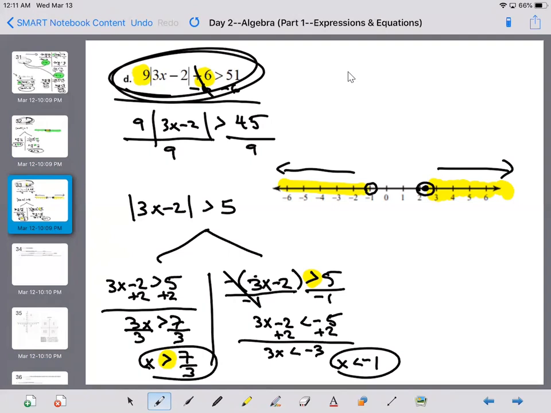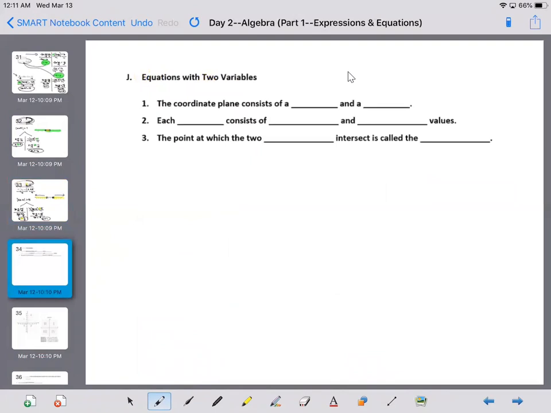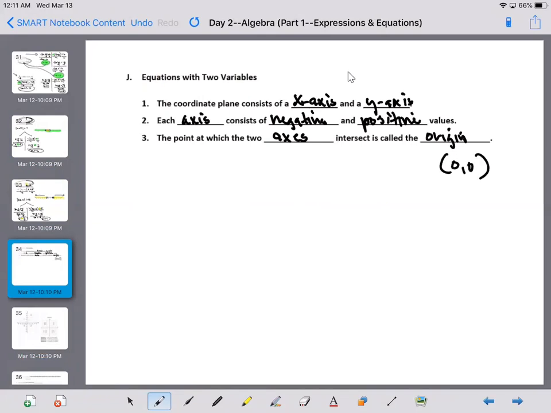All right, so let's look at equations with two variables. The coordinate plane consists of an x-axis and a y-axis. Each axis consists of negative and positive values. And the point at which the two axes, plural, intersect is called the origin. And that ordered pair is 0, 0.